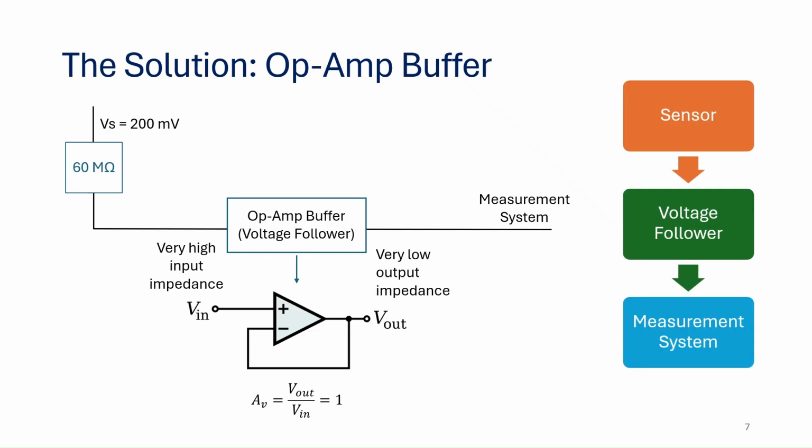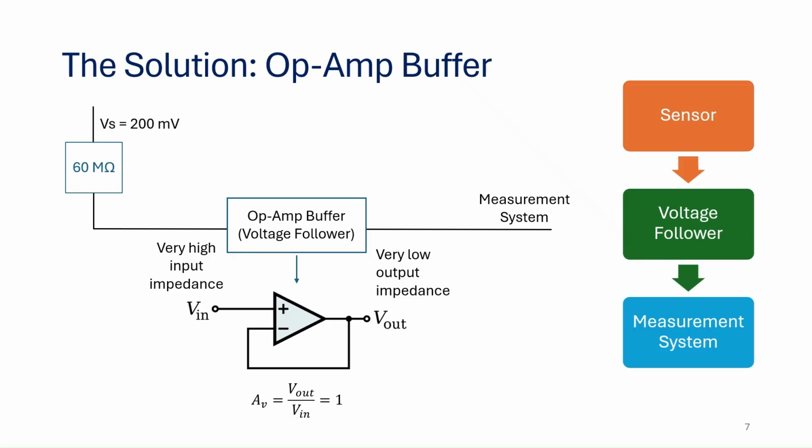To solve the loading problem, we introduce an operational amplifier configured as a voltage follower, also known as a buffer. The purpose of the buffer is not to amplify the voltage. Instead, it isolates the sensor from the measurement system. Notice that the voltage gain of the voltage follower is equal to 1, which means that the output voltage follows the input voltage. The voltage follower has two extremely important properties.